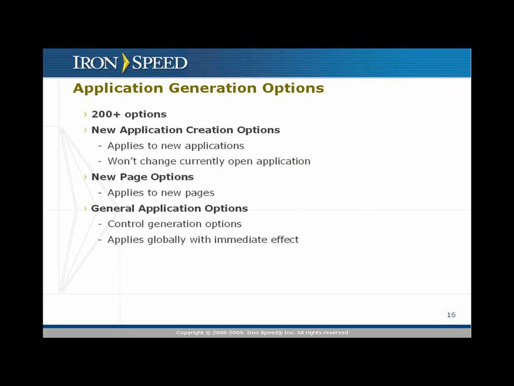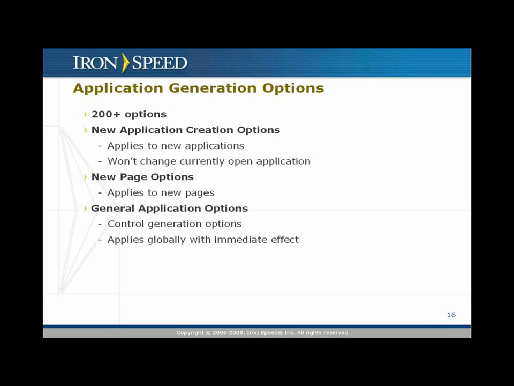The application generation options dialog has over 200 different options that govern how your application is generated. So you have a very fine degree of control over what appears in your application. There are three basic groups of options. The first are new application creation options, which come into effect the first time you create your application. The second and most widely used set of options are the new page options. Those are used each time you create a new set of pages.